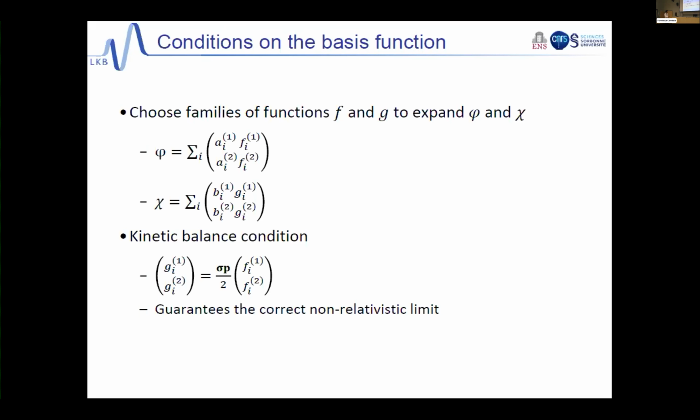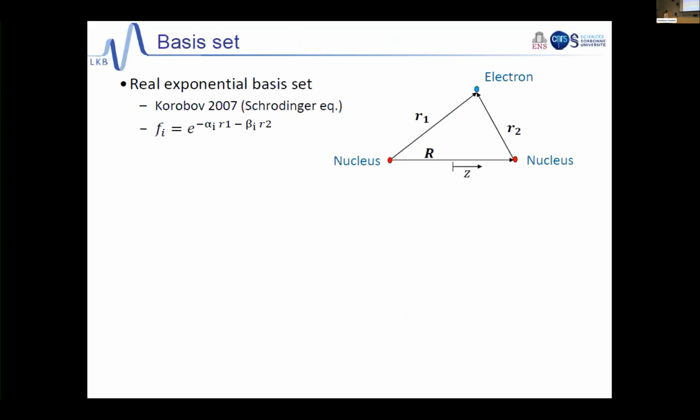So this is important to guarantee the non-relativistic limits of our Dirac solution. Here I'm going to present the basis set that we're going to use. We're going to use the exponential basis set, which was proposed by Korobov for the Schrödinger equation. Here R1 and R2 are the distances from the nuclei to the electron. And big R here is the internuclear distance, which is fixed because we're doing the Born-Oppenheimer approximation. And here alpha i and beta i are parameters that we choose randomly.